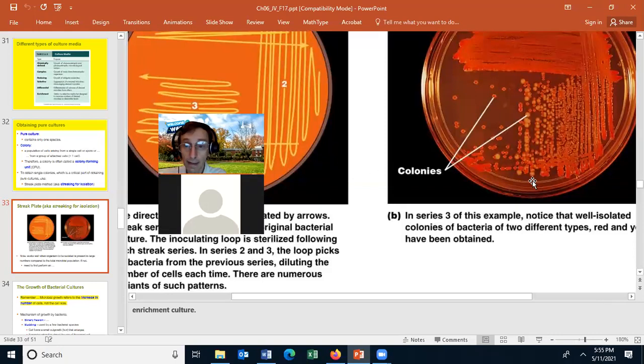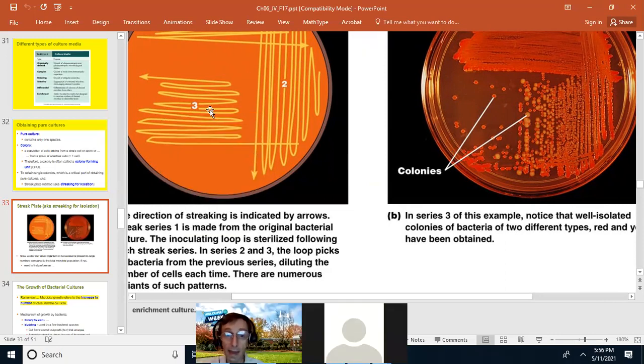And as you can see, the yellow colonies are at lower numbers than the red colonies. And so we're not getting isolated colonies of the yellow species. And so for that, we would have to streak it out from yellow, and we'd probably pick up red because there's no real isolated colonies of yellow. We'd probably pick up some red. So we'd have to streak it out again.